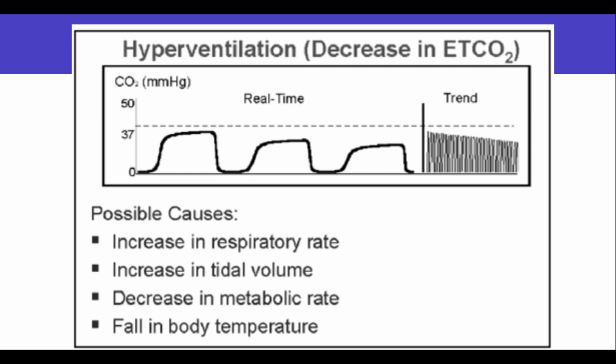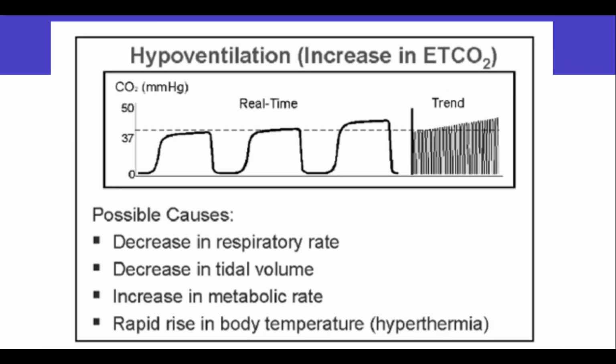So now we'll go over some deviations in the capno reading and what they could possibly mean. If you see a decrease in EtCO2, it usually means some kind of hyperventilation. So there's a decreased expiratory time, and you'll often see the waveform narrow. Possible causes listed are obviously increased respiratory rate, increase in tidal volume, which will decrease the expiratory time, decrease in metabolic rate, and fall in body temperature.